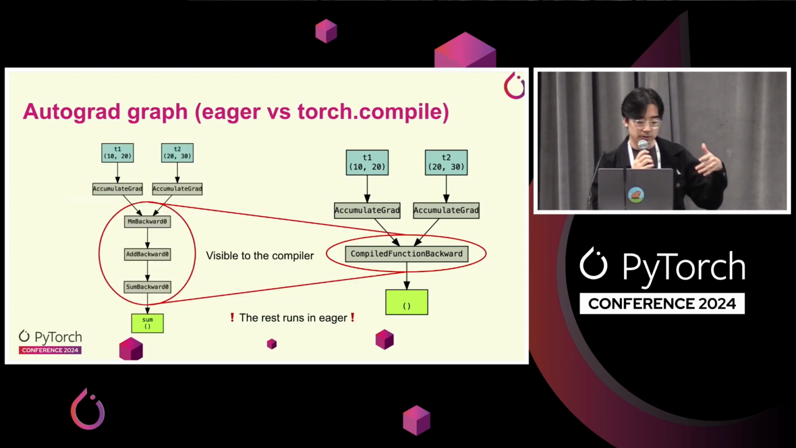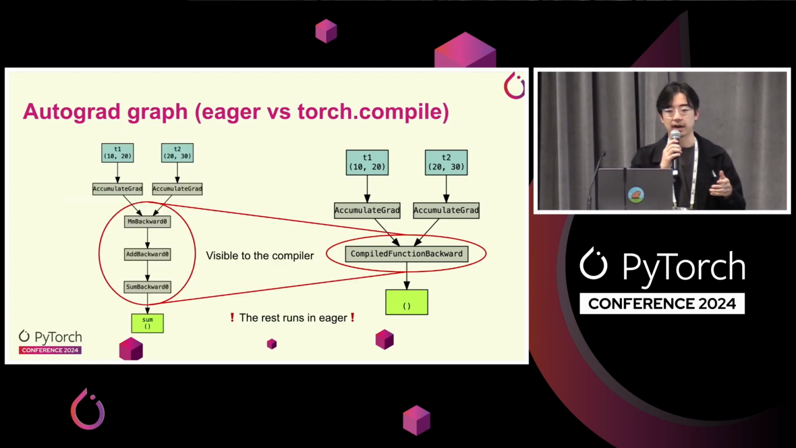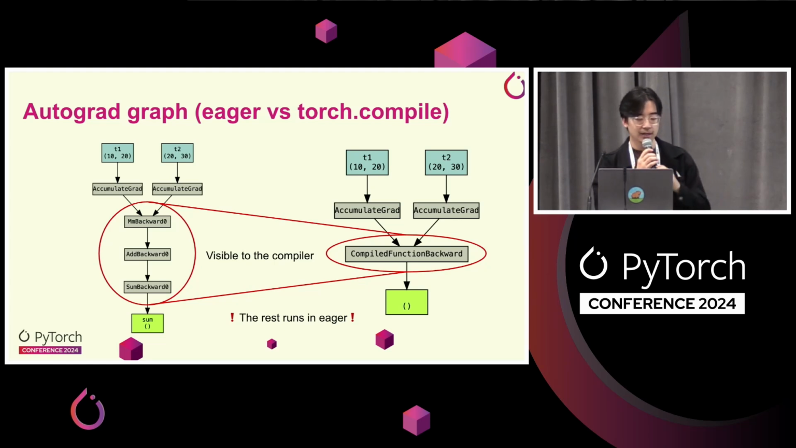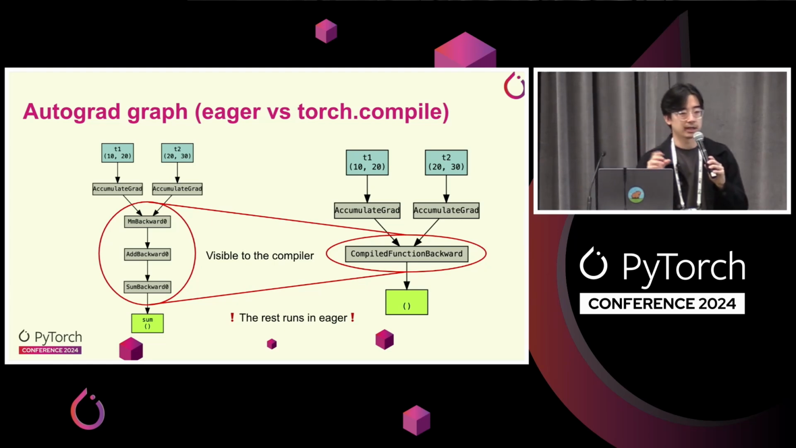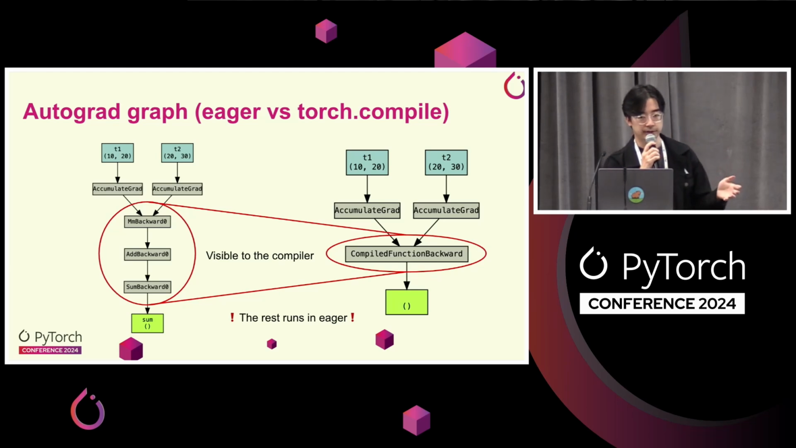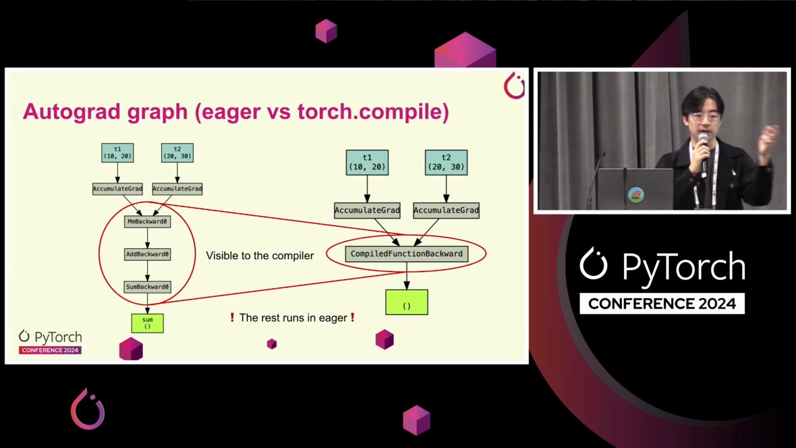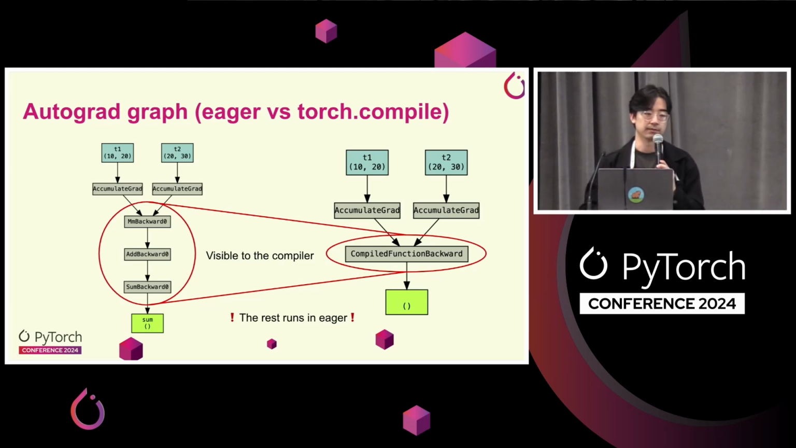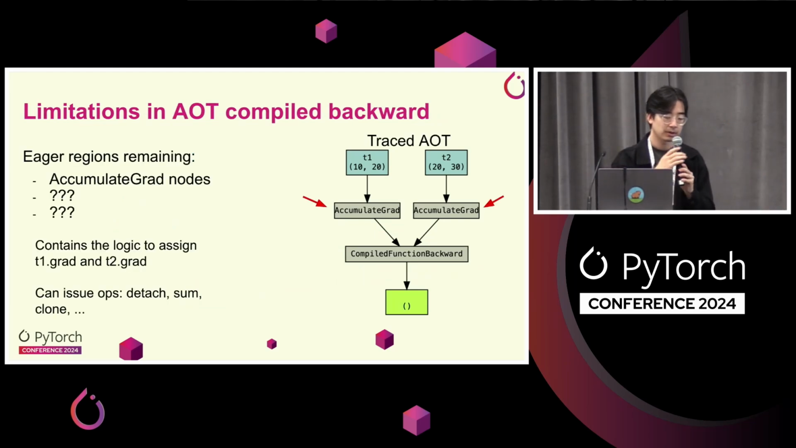And you'll note that this is actually not the entirety of the Autograd graph. In fact, only the portions that I've circled in red are the portions of Autograd that are visible to the compiler. And everything else would run in eager. So you can already see there's some other nodes in this Autograd graph that are running in eager. And there could be potentially other things that the C++ Autograd engine is executing that is not being stored as part of these graph nodes. So I want to talk about these portions, because these are the limitations of Torch.Compile and Autograd today.